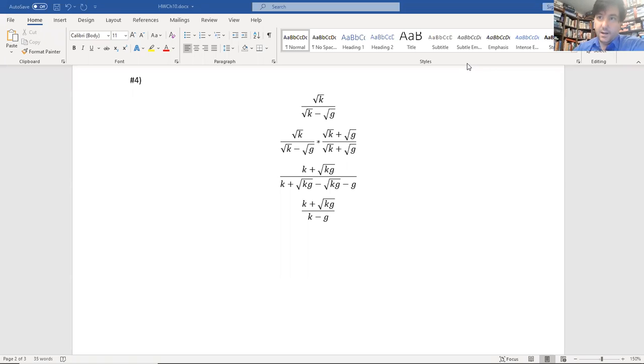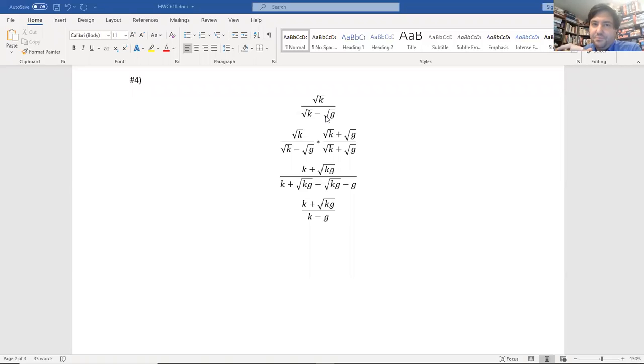All right, so picking up with the next problem, we've got root k over root k minus root g. Now, what you're supposed to do is, if you ever have square roots in the denominator, you're supposed to rationalize them. With the previous problem, there was only one root, it was a fifth root. Here, it's a little more complicated because you've got a couple of roots that are subtracted.